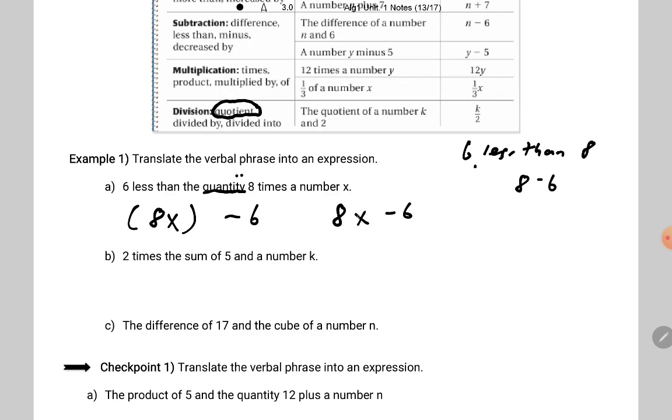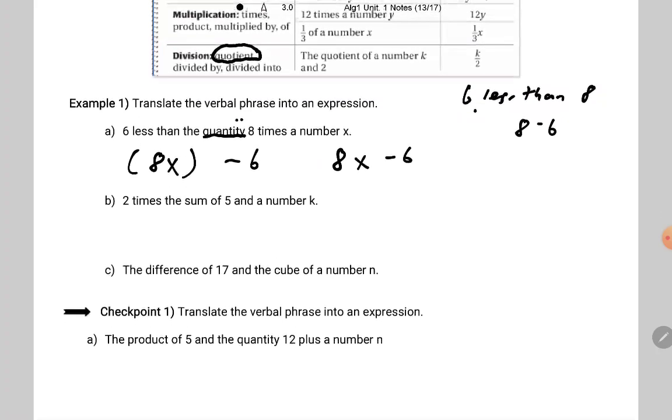So x is attached to the 8. That means you have to do the multiplication first before you subtract 6. And that's it, 8x minus 6. You cannot solve this until we know what x is. I can't do anything else.